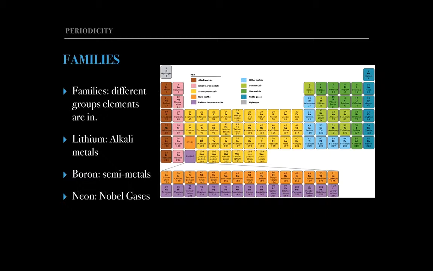Boron is a semimetal. In the next slide, we will further talk about the semimetals. Neon is in the noble gas group. These gases are unreactive, which means they are very stable in their elemental form. They can form compounds but don't like to. They are mostly used in lighting. For example, argon is used in neon tubes to make neon lights.